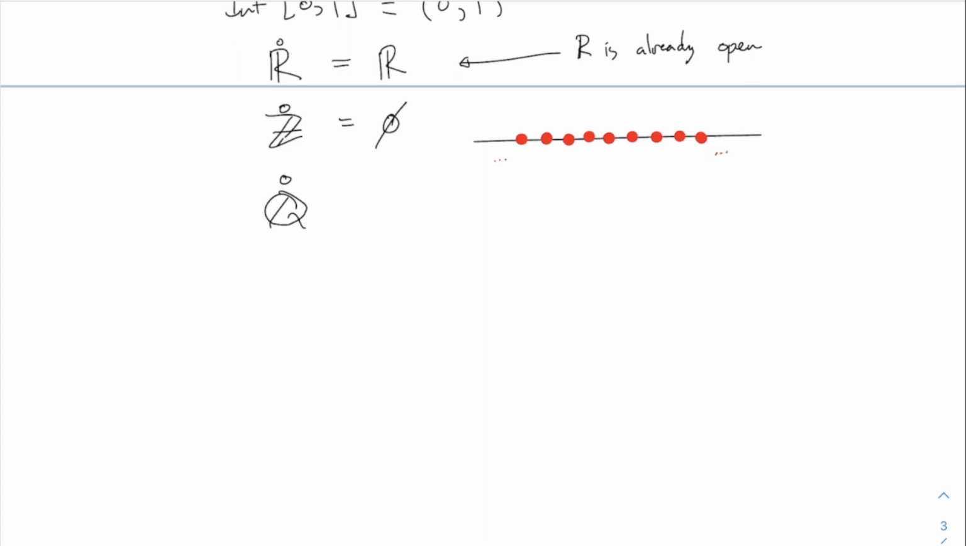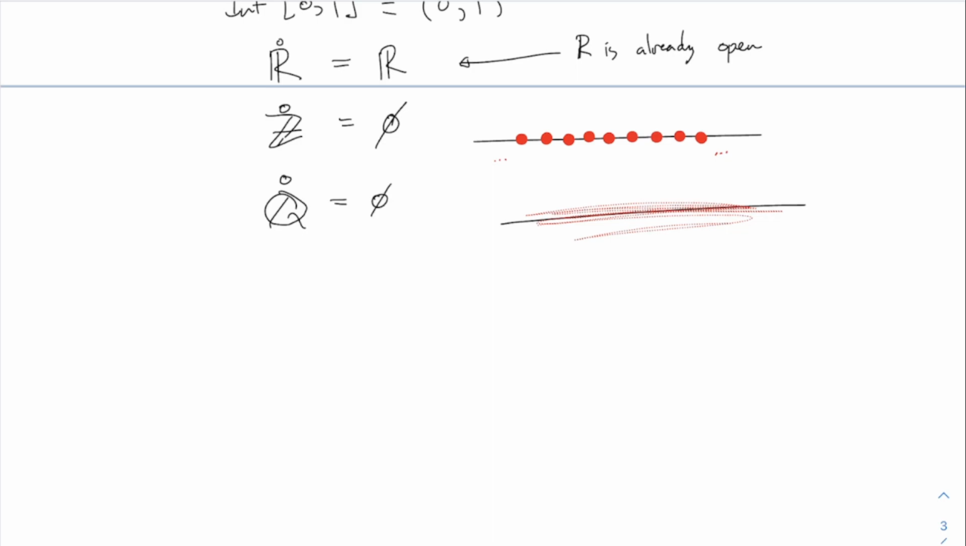The interior of Q. Again, you should think of, on a picture here, Q this time looks like points everywhere, but not in any intervals. They're all over the place. Again, there are no open intervals that are a subset of Q. And so Q has empty interior.